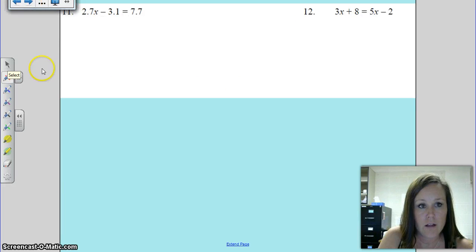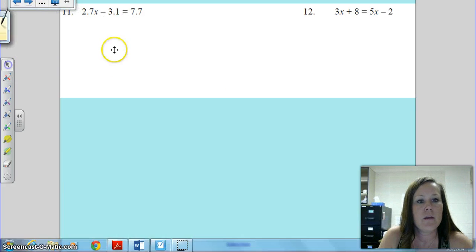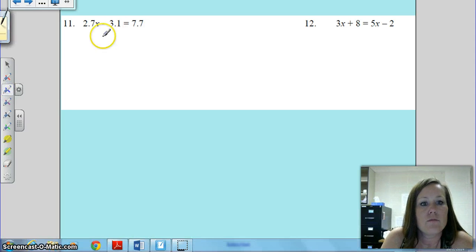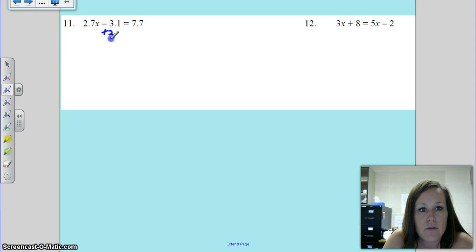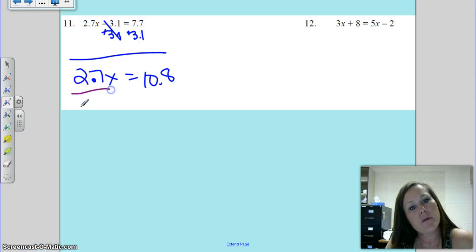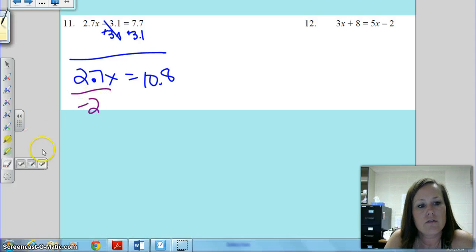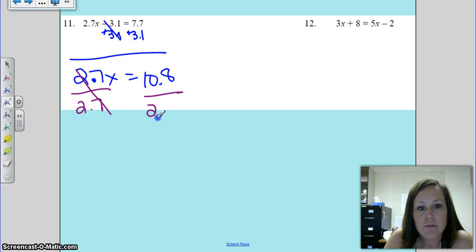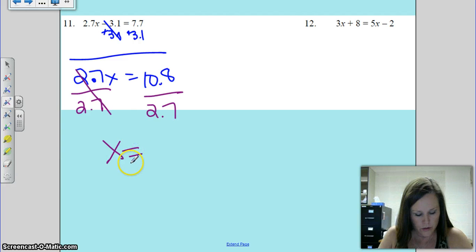Okay. Last, decimals. Let me see if I can move this down a little bit. Here, decimals don't change anything. Add 3.1, add 3.1. 2.7x is my term with the variable. It's now isolated. 7.7 plus 3.1 is going to give me 10.8. Now we divide by whatever's in front of the variable. Divide by 2.7, and I'm not dividing by negative. 10.8 divided by 2.7, x equals 4.